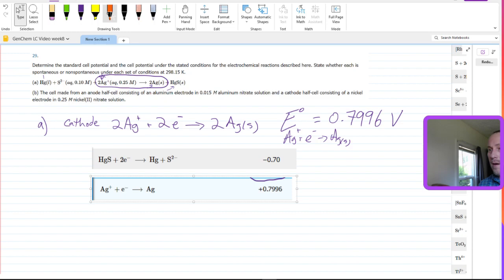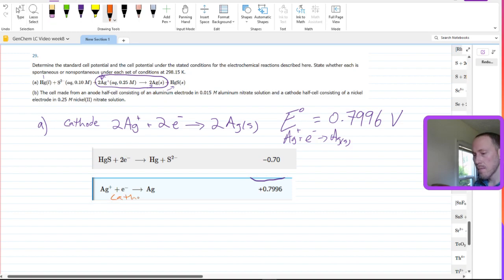So again, just noted, silver is the cathode. That means this mercury sulfide must be the anode. First we're going to determine the standard cell potential, right? Which once again, cathode minus anode is just going to be the standard reduction potential of the cathode minus the standard reduction potential of the anode. So E cell is going to equal 0.7996 volts minus negative 0.7.